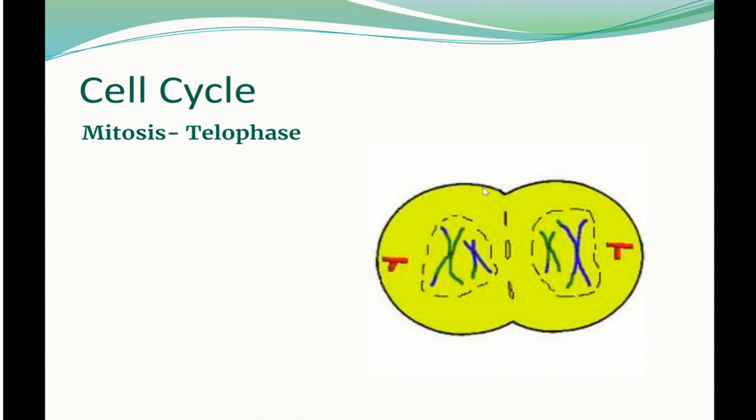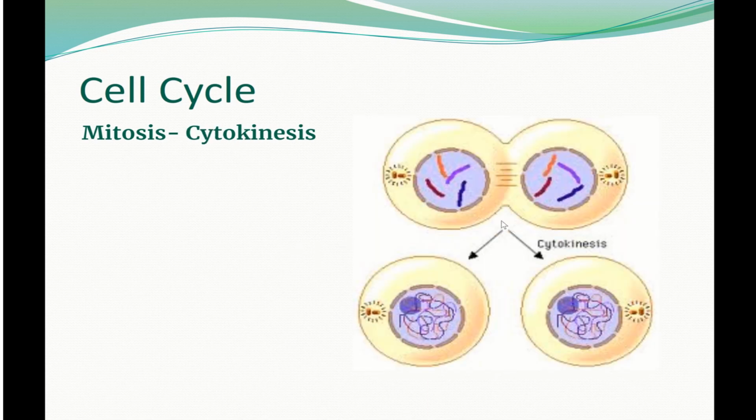And then, of course, the cell membrane is going to start pinching in on itself. This is going to occur during the stage called telophase, so that we can actually separate out the cells. And then that full separation into two cells is the process of cytokinesis. That is the separating of the cytoplasm into two different cells.